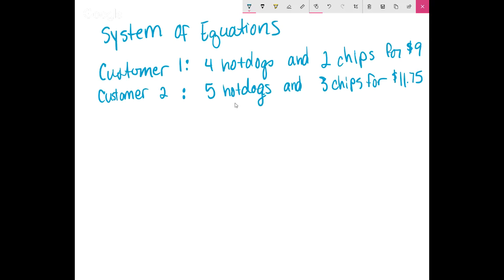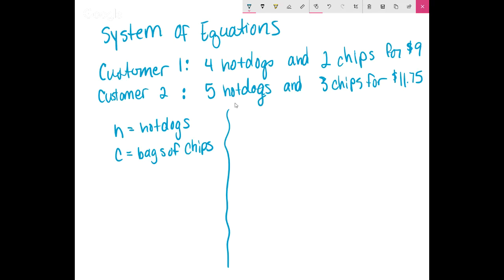So anyway, let's turn these customers' orders into equations. So let's say H is hot dogs, so we don't get lost with our variables. C is bags of chips. Gotta know that. All right. So the first customer, I don't even want to put C because we already have C as our bags of chips. So just the first line is going to be the first customer's order.